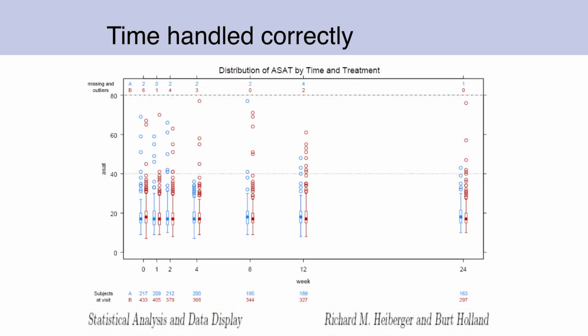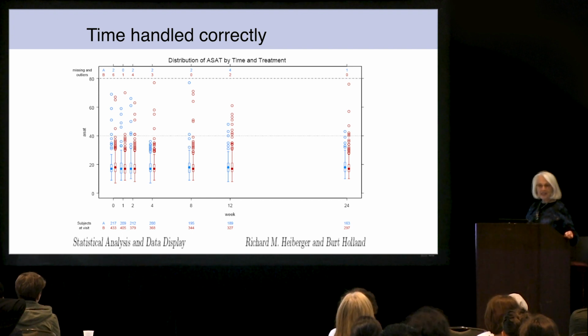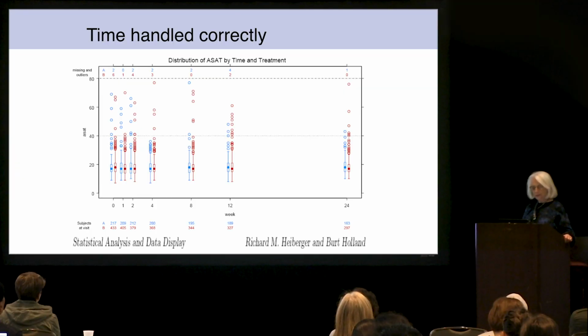What should you do if your time is not evenly spaced? This is from a book by Richard Heiberger and Burt Holland, Statistical Analysis and Data Display. They have data at 1, 2, 4, 8, 12, and 24. They spaced it according to what the data are. So if you don't have data equally spaced, you don't equally space your figure. This is accurate.